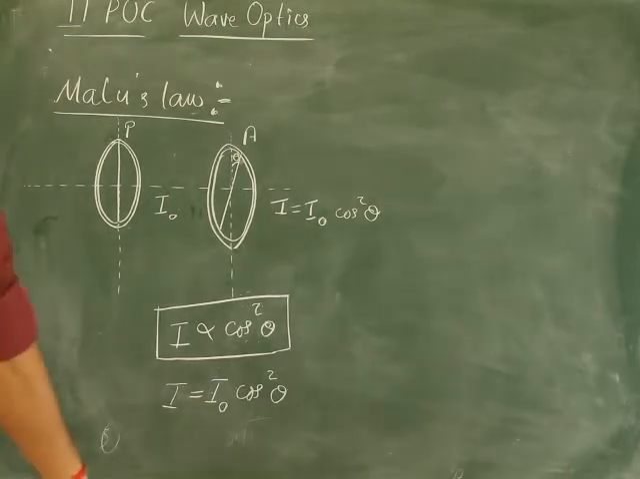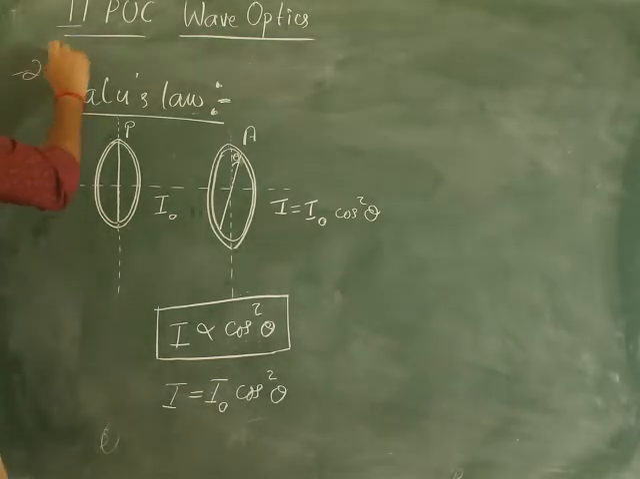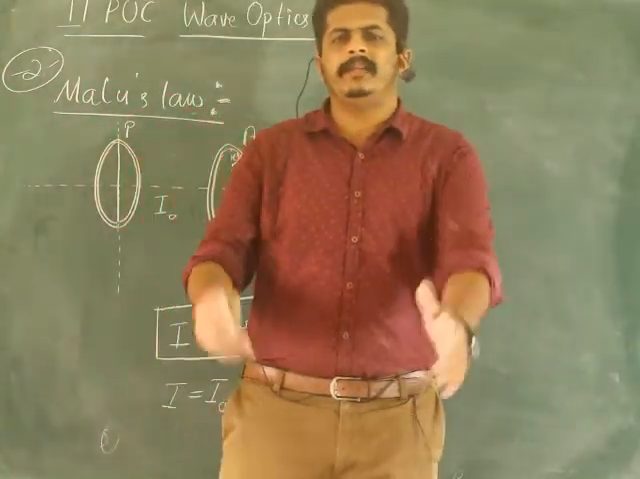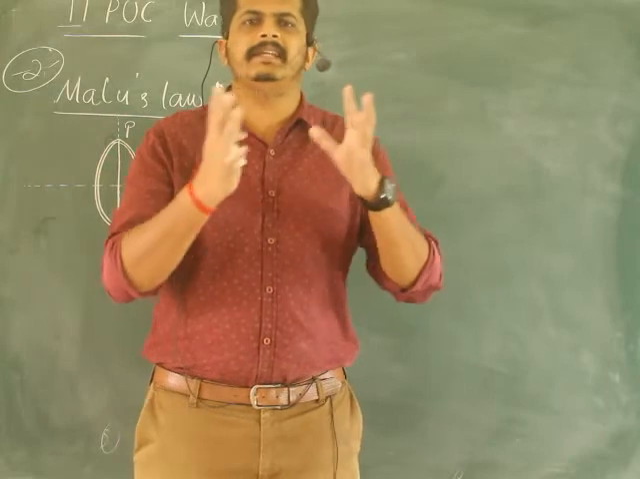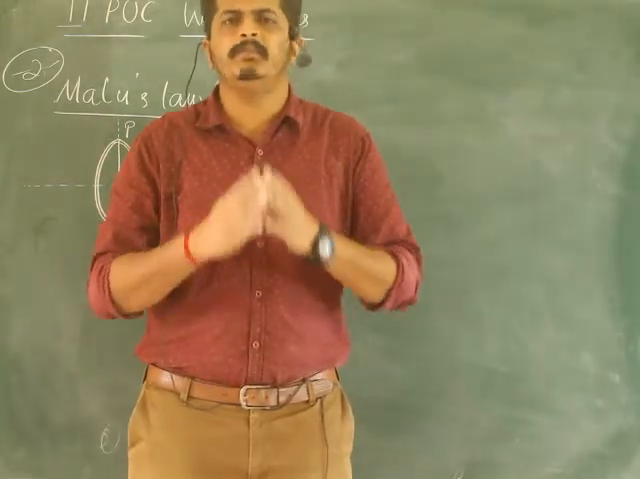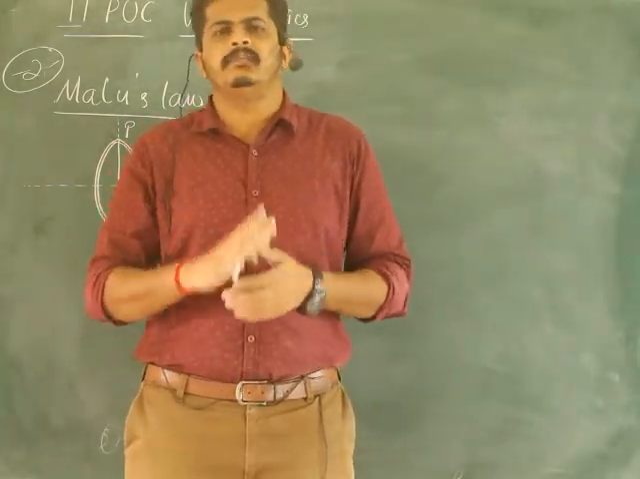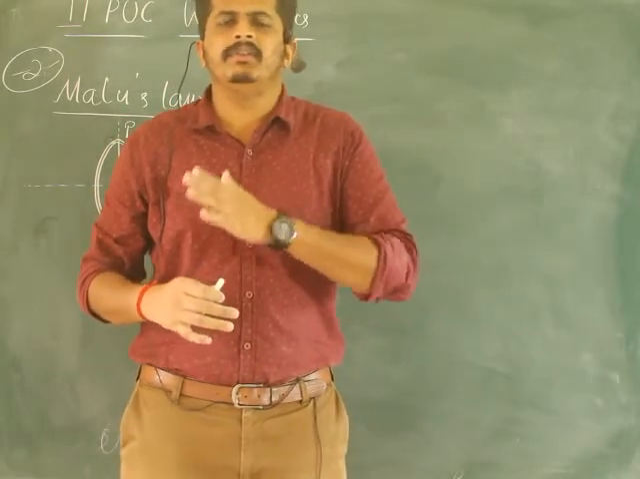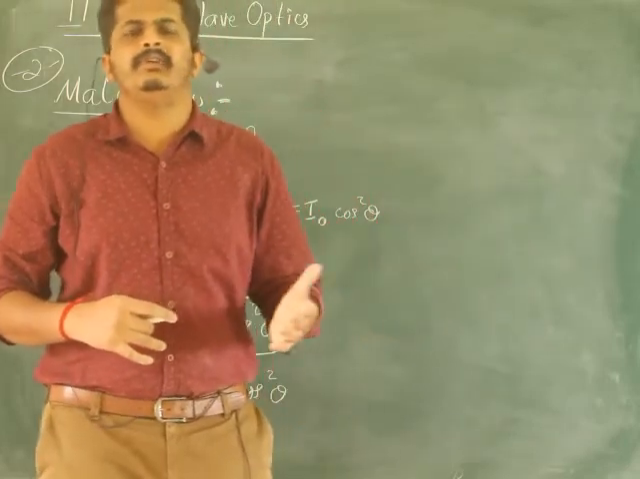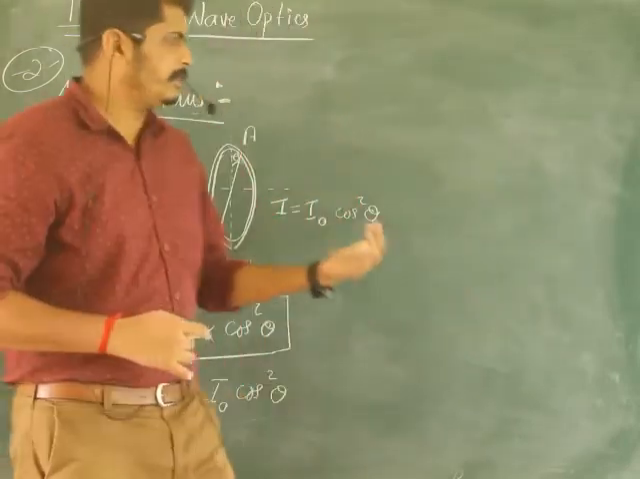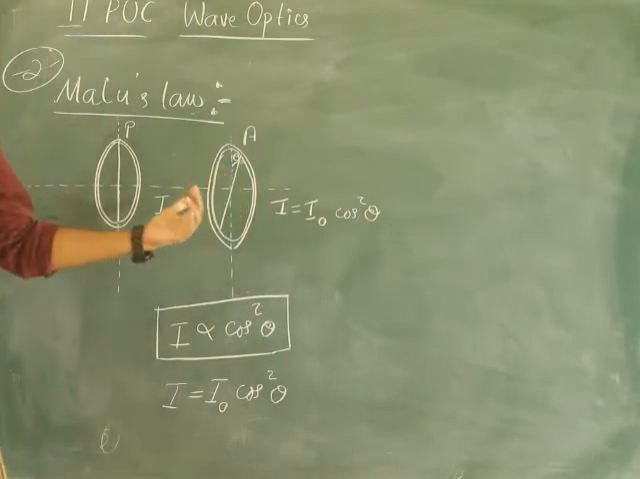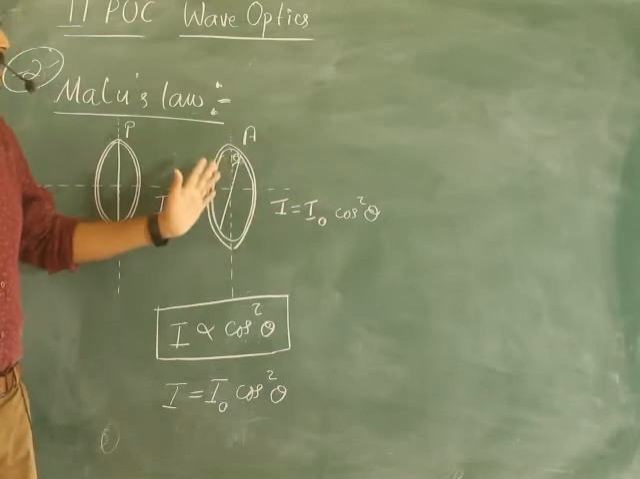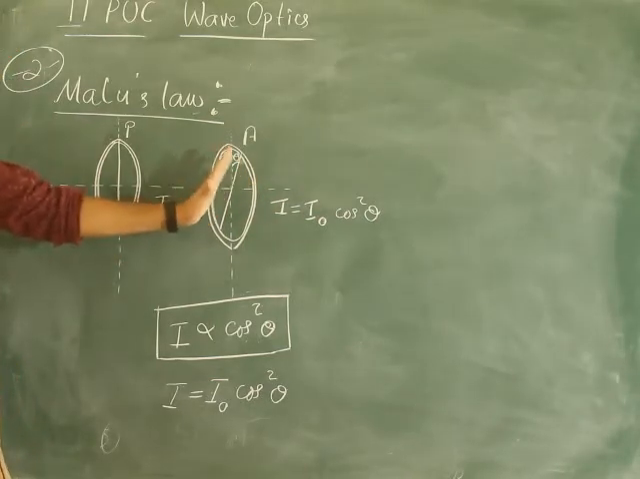Malus law, for 2 marks usually it is asked. So what is the explanation of Malus law? When a beam of unpolarized light is incident on a polarizer, that polarizer has its own particular pass axis. Once the completely polarized light is made to fall on the analyzer, the analyzer also checks whether it is polarized or not. So once it comes out, you can say it's polarized light and its angle of tilting is like this.